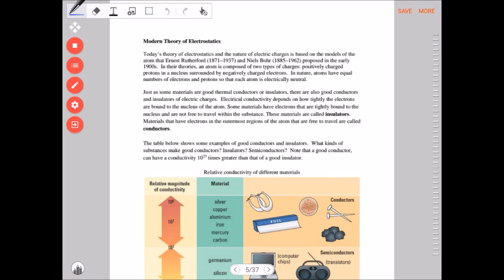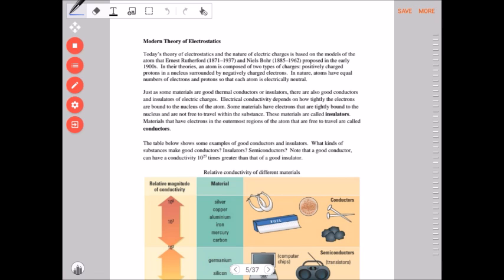Just as some materials are good thermal conductors or insulators, there are also good conductors and insulators of electric charge. Electrical conductivity depends on how tightly the electrons are bound to the nucleus of an atom. Some materials have electrons that are tightly bound to the nucleus and are not free to travel within a substance. These materials, you'll remember, are called insulators. They don't let the electrons roam around. Materials that have electrons in the outermost regions of their atoms that are free to travel are called conductors. So insulators don't let their electrons move very easily. Conductors let their outer electrons move very easily.